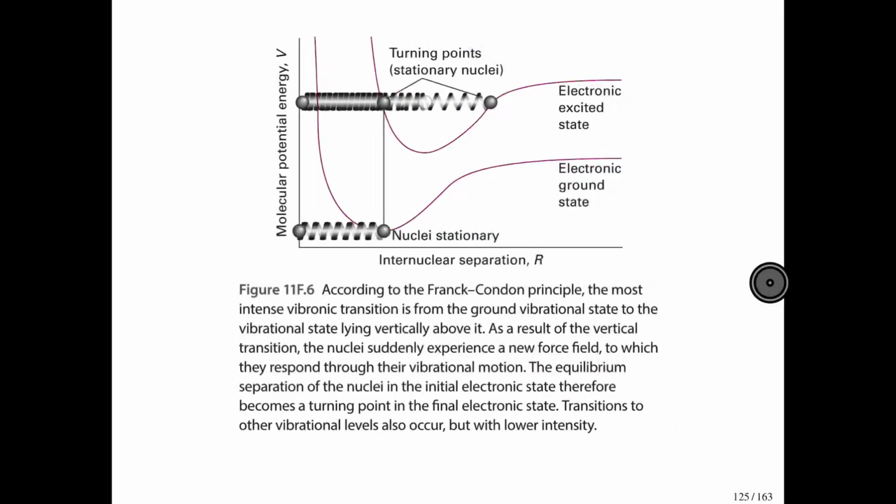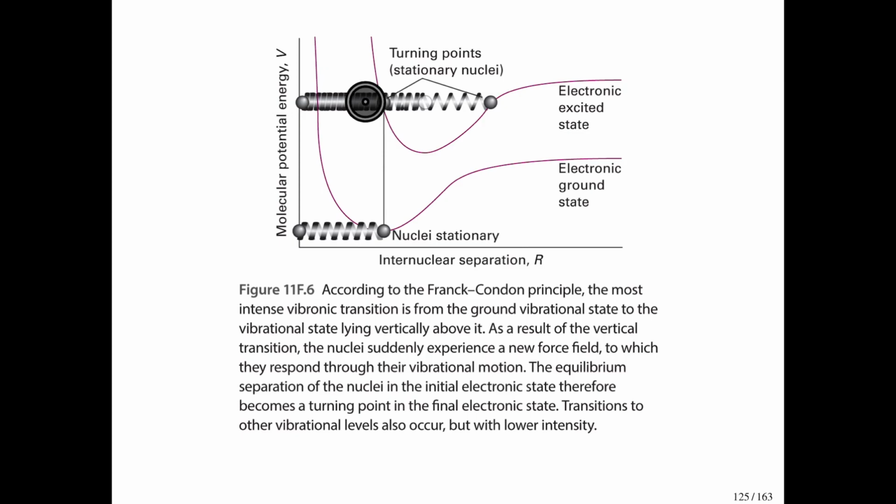This slide is meant to illustrate the notion of a vertical transition. Okay, so we have two potential energy curves. This is the ground state potential energy curve, and this is the excited state potential energy curve. It's the potential energy of the molecule as a function of the internuclear separation. So right here we have the equilibrium bond length for the ground electronic state, and right here would be the equilibrium bond length for the excited electronic state. Now when the molecule undergoes an electronic transition, the electronic transition occurs very quickly, and the nuclei don't have time to respond during the electronic transition.